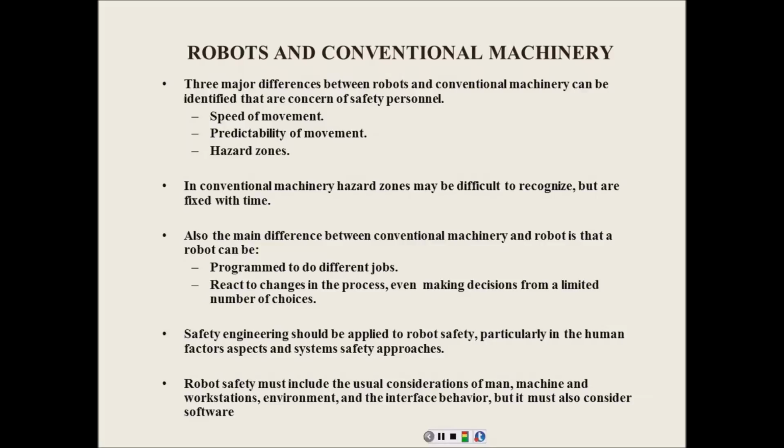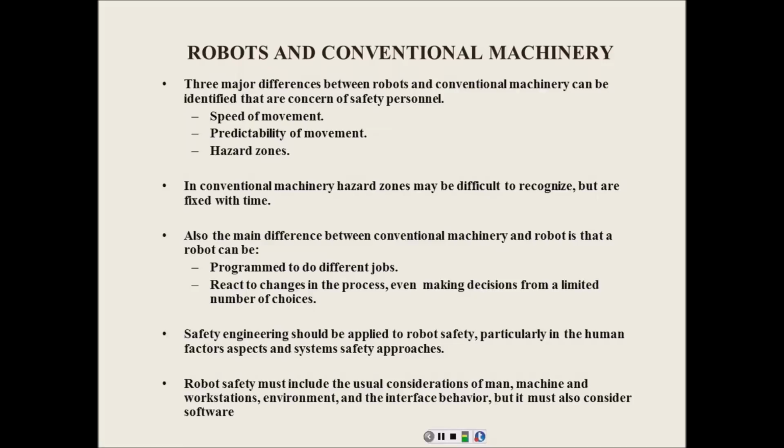In conventional machinery, hazard zones may be difficult to recognize, but are fixed with time. And this is the problem with robots. Their movements are programmable, which means they can what? Change. I mean, you're going to write several programs this semester, and every program is going to give a different movement. So that's the problem. Most automated machines do the same thing. I mean, that's all they do. To do something different, they have to be redesigned.